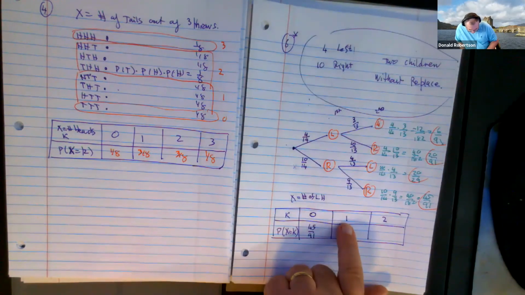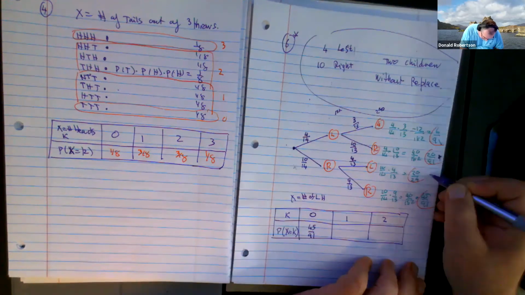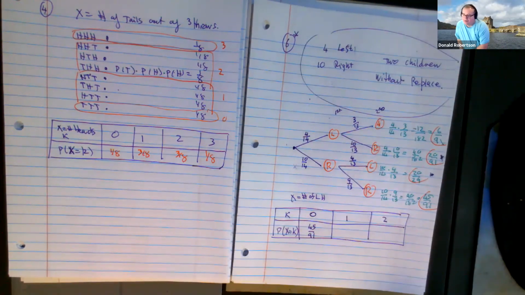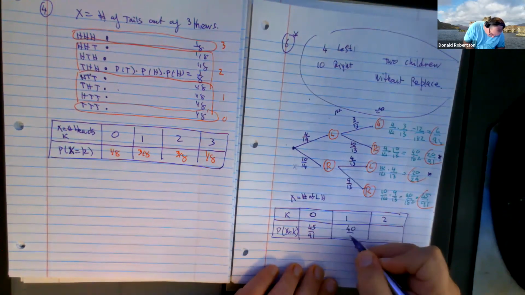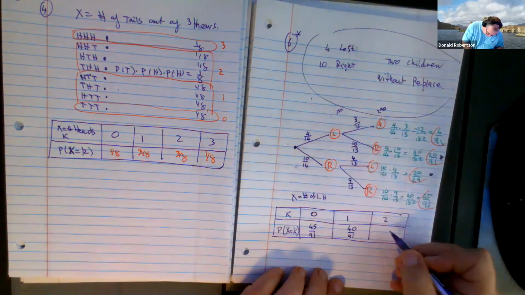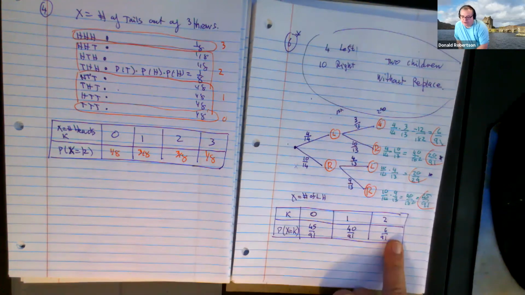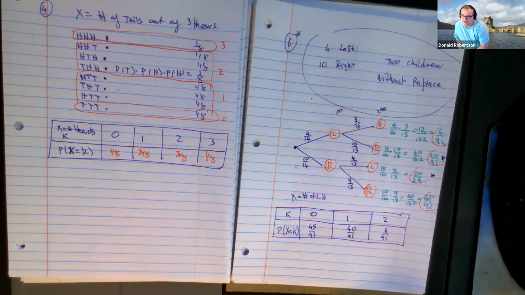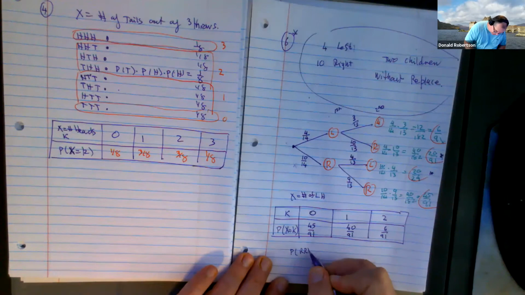If I wanted exactly 1 left-handed, wouldn't it be this one here and also this one here? Would you agree it'd be those two? They correspond to 1 left-handed. So you join those together and you get 40 out of 91. And 2 left-handed is probably the easiest to trace, 6 91sts. And we've now created the probability distribution for 2 children being picked from this class without replacement.